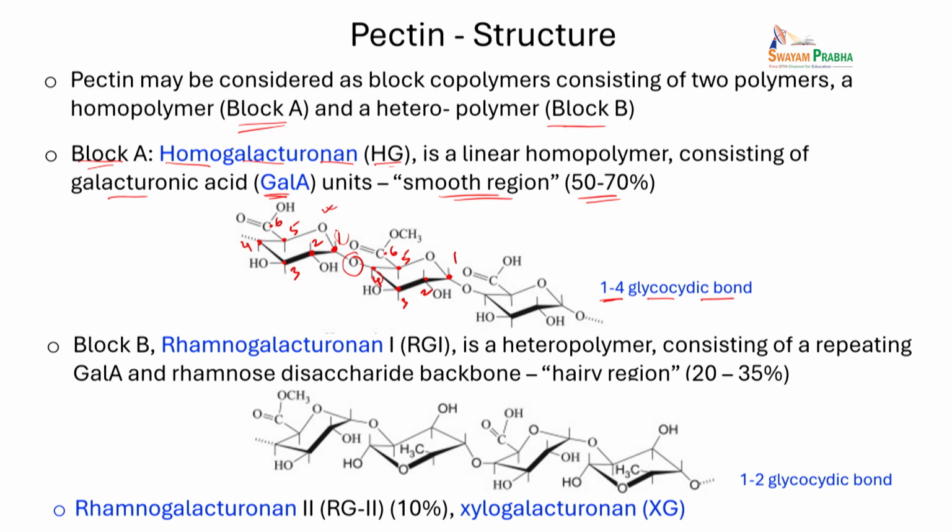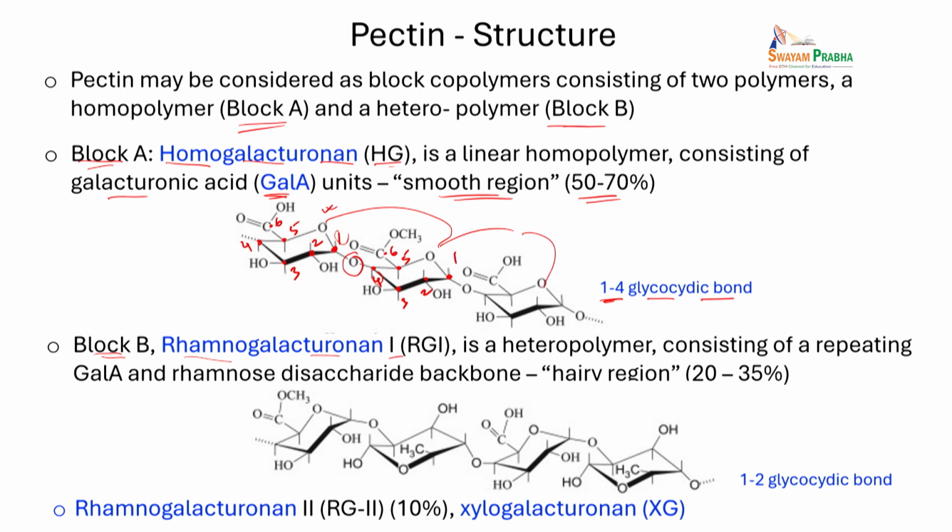Okay, so you can see that all these oxygen groups here are nicely lined up. That's what makes it a linear polymer and quite homogeneous. So the sugar molecules are linked via this 1,4 glycosidic bond, giving rise to this kind of linear structure, right? And the other component, which is called block B, is called rhamnogalacturonan 1, RG1 in short.